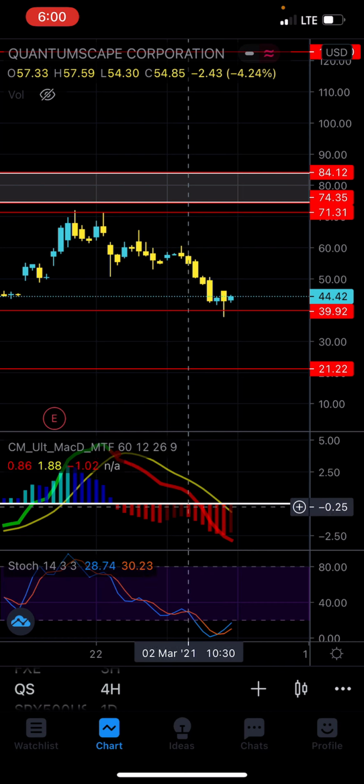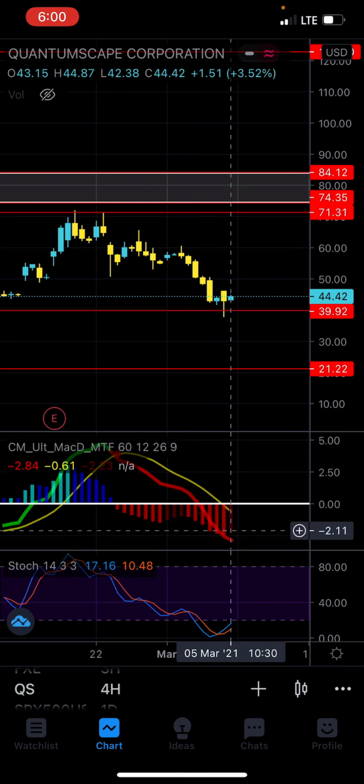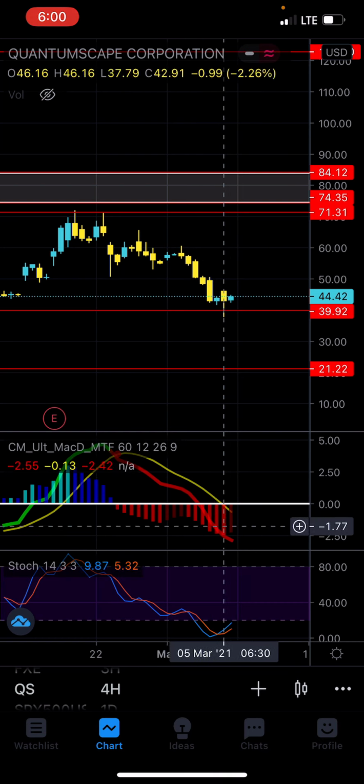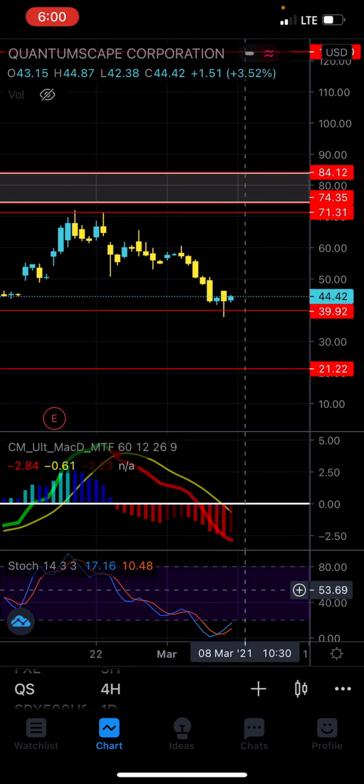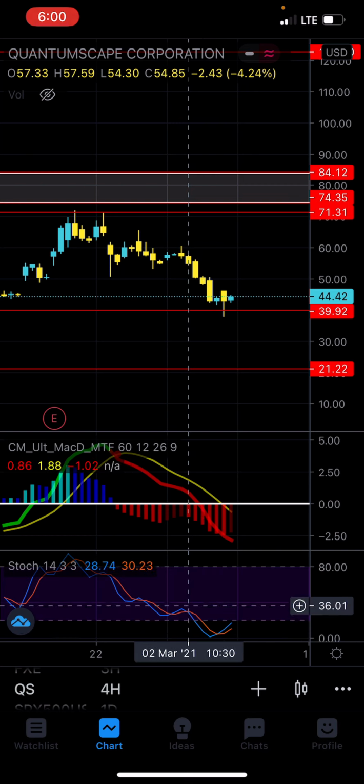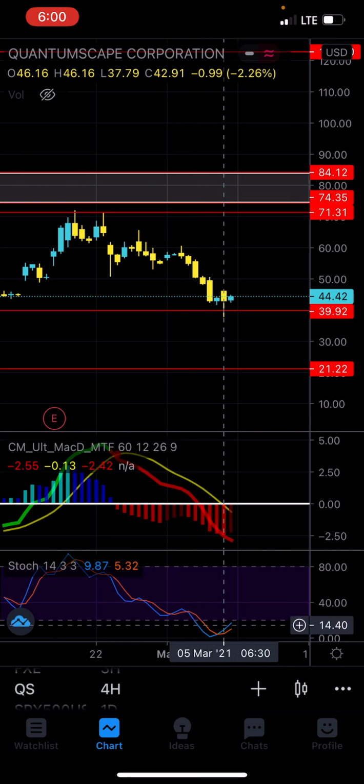And the MACD right now is actually, the bearish momentum is actually dying. And on the stochastic also, we did just create a bottom, right? We see the stochastic blue line cross over that red line, so it does look like we're headed back up.